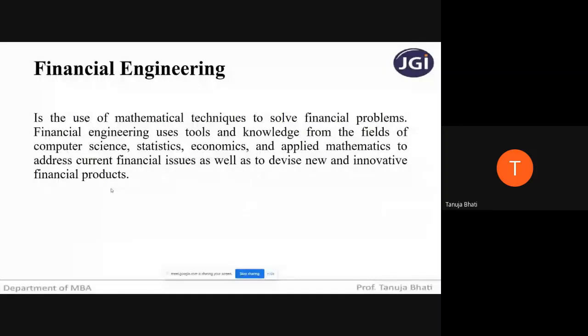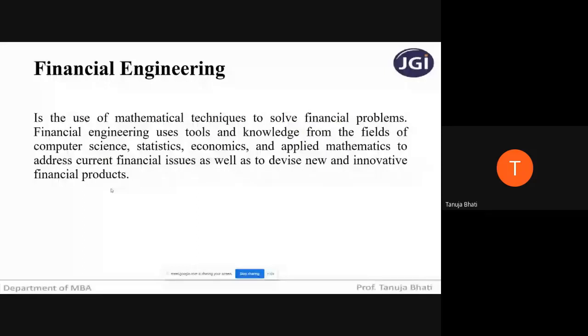So financial engineering is basically for finding solutions to financial problems, or bringing out a new financial product, not only with the help of the study of finance, but also with the help of different methods. So this is all about financial engineering. We saw what is risk management, what is behavioral finance, and what is financial engineering.